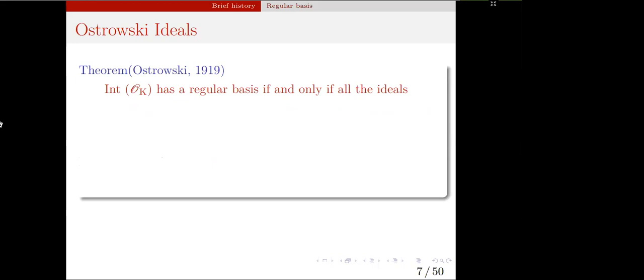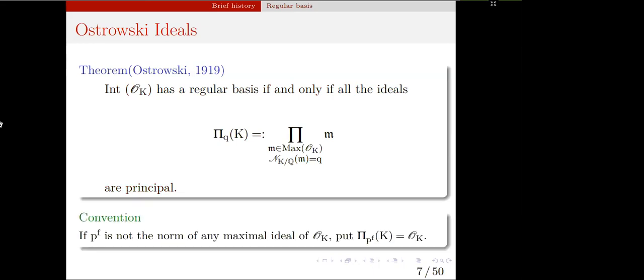Indeed, in the same year, immediately after Pólya's paper, and in the same journal with the same title, Ostrowski proved that for a number field K with ring of integers O_K, Int(O_K) has a regular basis if and only if all the ideals P_q(K) are principal. We refer to P_q(K) as Ostrowski ideals, and they are defined to be the product of all maximal ideals of K with the same norm q. Note that if there is no maximal ideal of O_K with norm q, by convention we take P_q to be the whole ring of integers O_K.